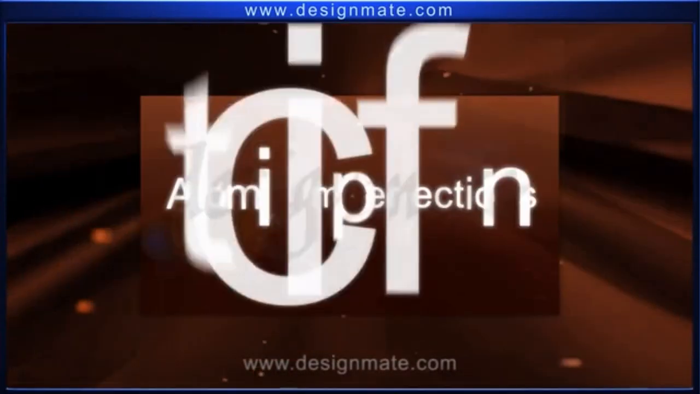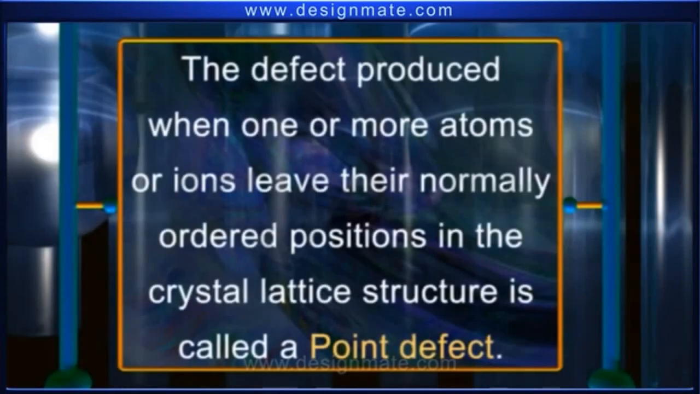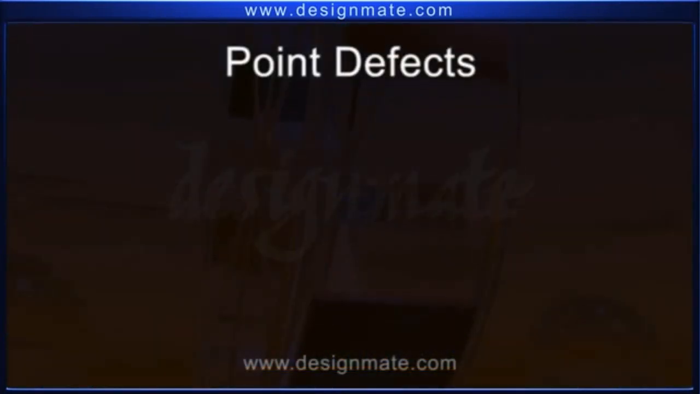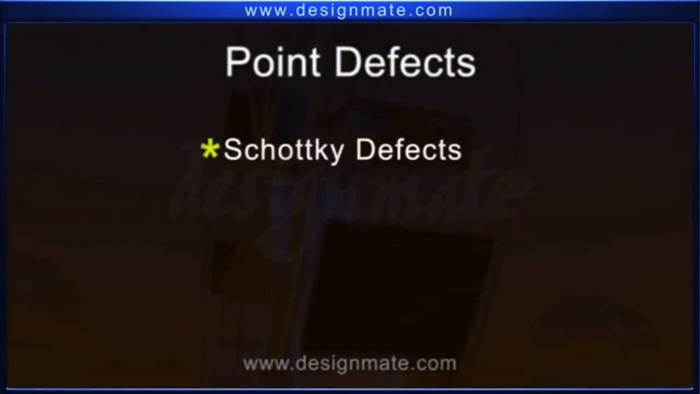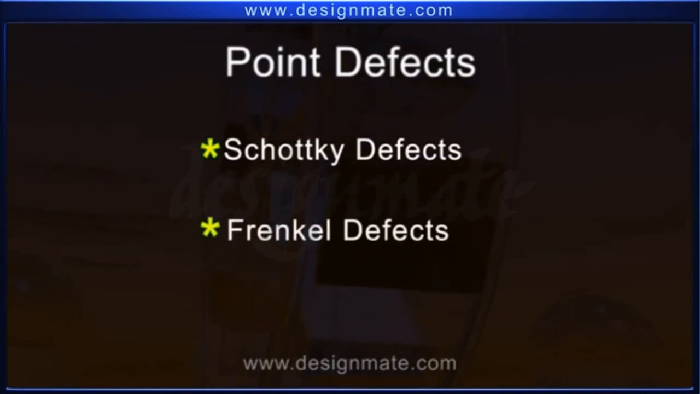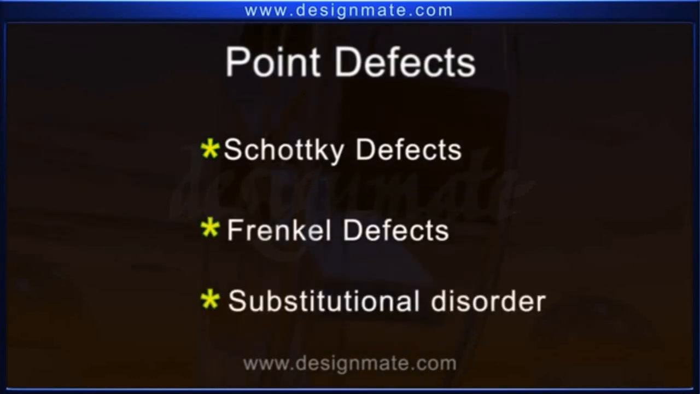Atomic imperfections. The defect produced when one or more atoms or ions leave their normally ordered positions in the crystal lattice structure is called a point defect. Point defects are of three kinds: Schottky defects, Frenkel defects, substitutional disorder.